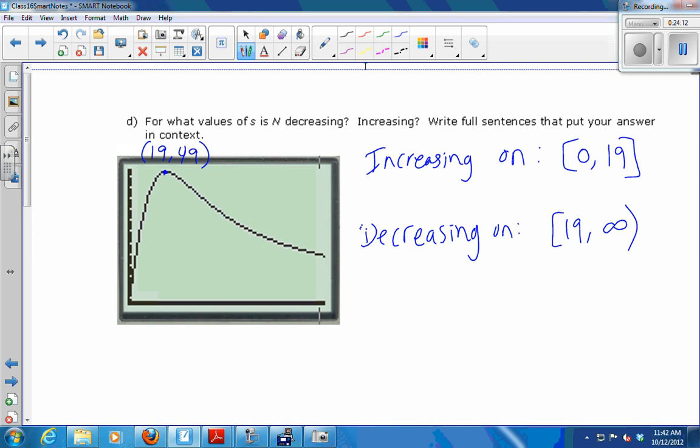So if I want to put these in context, I would say from 0 to 19 miles per hour, more and more cars can pass the point on the road. But once you pass 19 miles per hour, fewer and fewer cars can pass the point on the road.